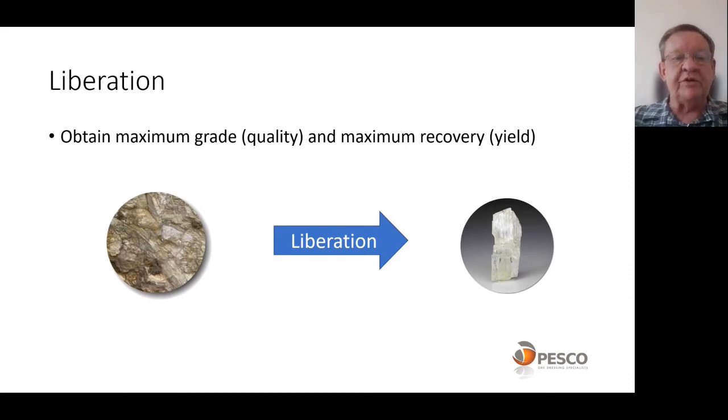In liberation, what we're trying to do is obtain maximum grade or quality at maximum recovery. So in the host rock, the spodumene crystals will be bound up in a matrix with other minerals. We go to liberation, and the objective of liberation is to liberate the crystal so we can recover it and achieve a high grade and quality.